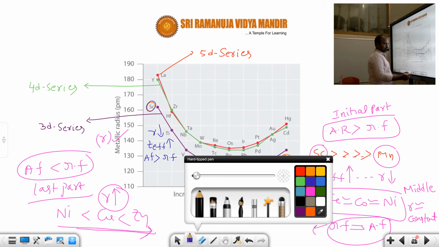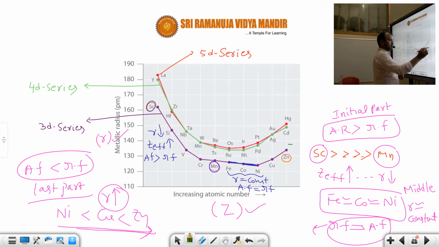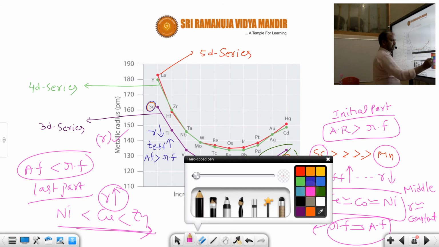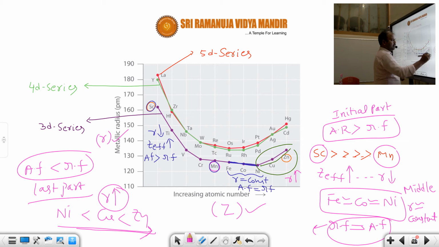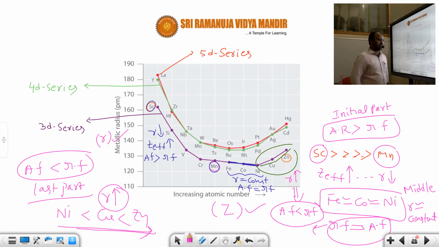In the last part, nickel, copper, zinc, what will happen? Atomic radius values increase. Why does the atomic radius increase here? Nickel, copper, zinc, what is the reason? Compared with attraction forces, which is more? Repulsive forces predominate over attraction forces.